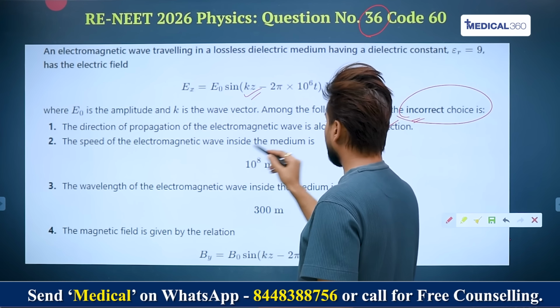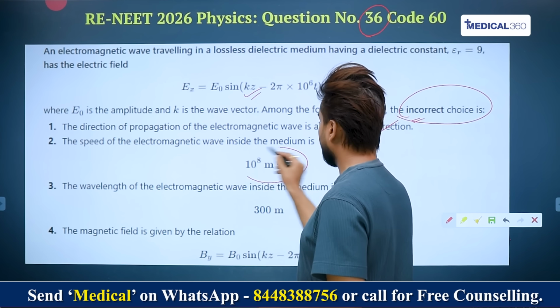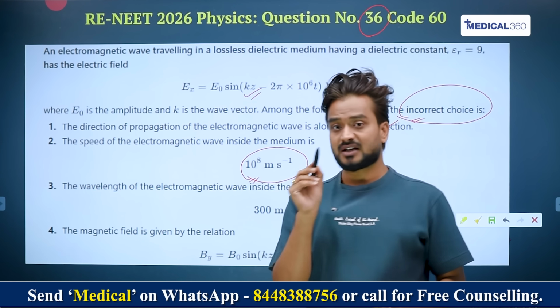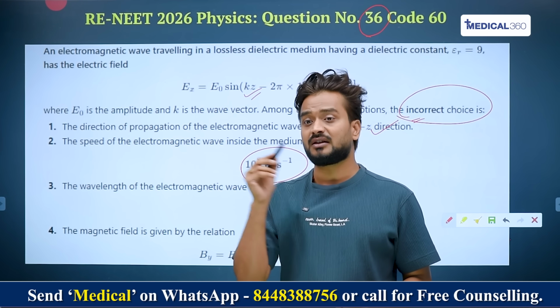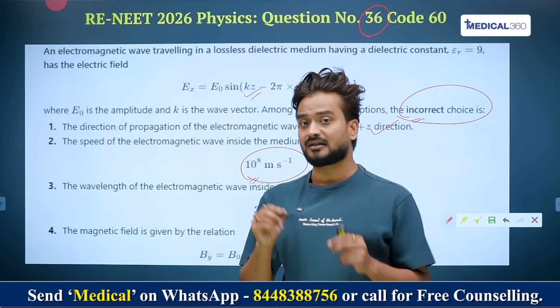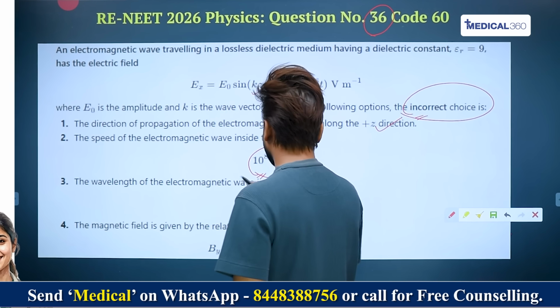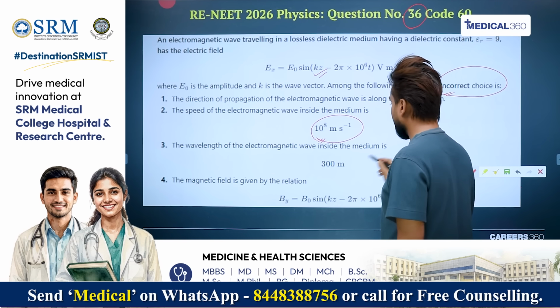Next, the speed of the electromagnetic wave inside the medium is 10 to the power 8 meter per second. Again, it is correct because electromagnetic waves are those waves which travel irrespective of any medium, and the speed of the electromagnetic wave is equal to the speed of light. The next is the wavelength of the electromagnetic wave inside the medium is 300 meter.